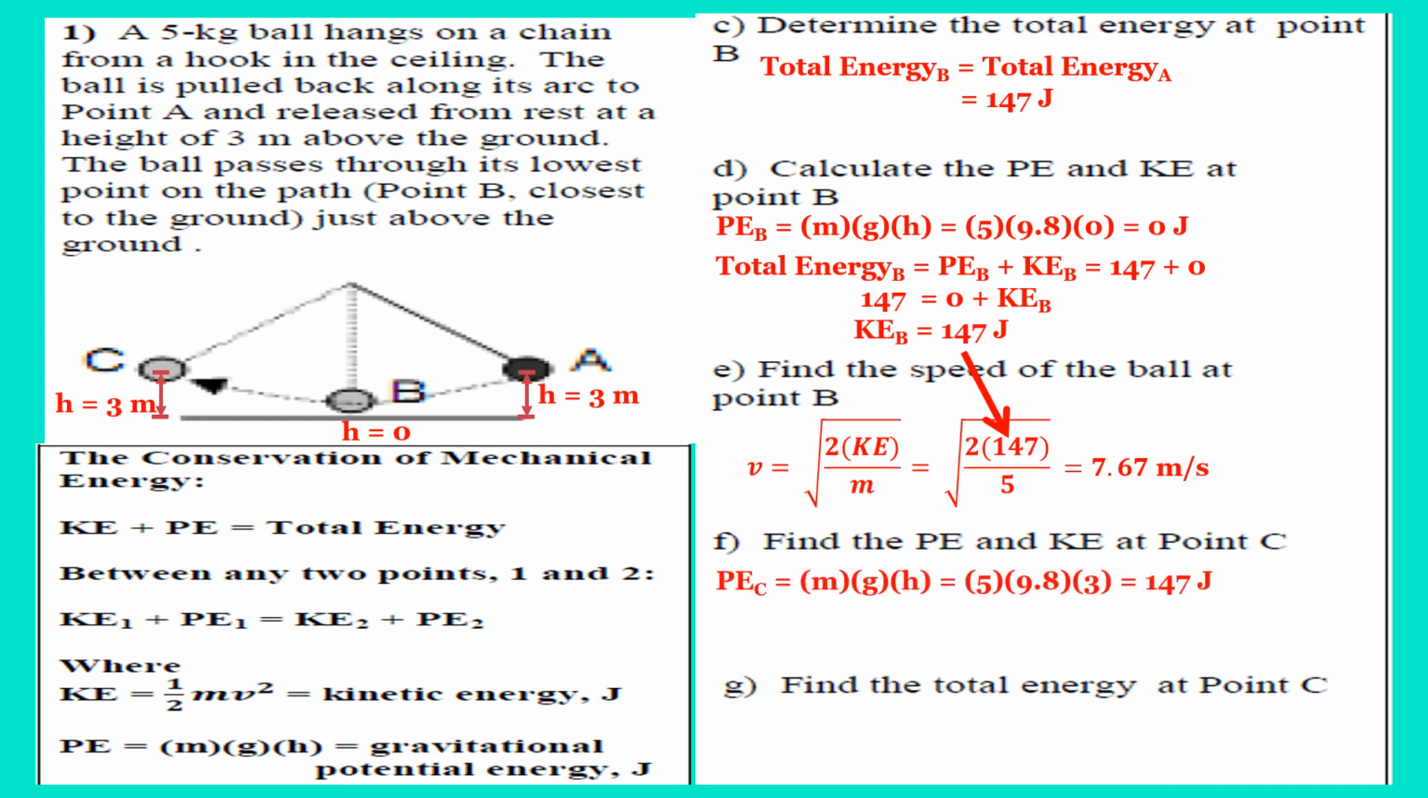Find the PE and KE at point C. At point C, it is at a maximum height of 3 meters. Therefore, m times g times h equals 5 times 9.8 times 3 is 147 joules. And since it stops momentarily at point C, the velocity is 0. Therefore, kinetic energy at point C is 1/2 mv squared, which is 1/2 times 5 times 0 or 0 joule. Hence, the total energy at point C is 147 plus 0 equals 147 joules.